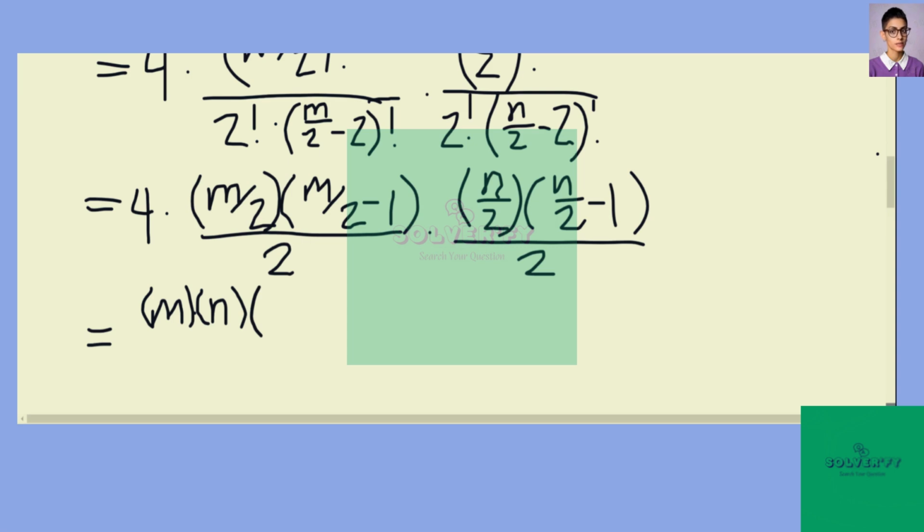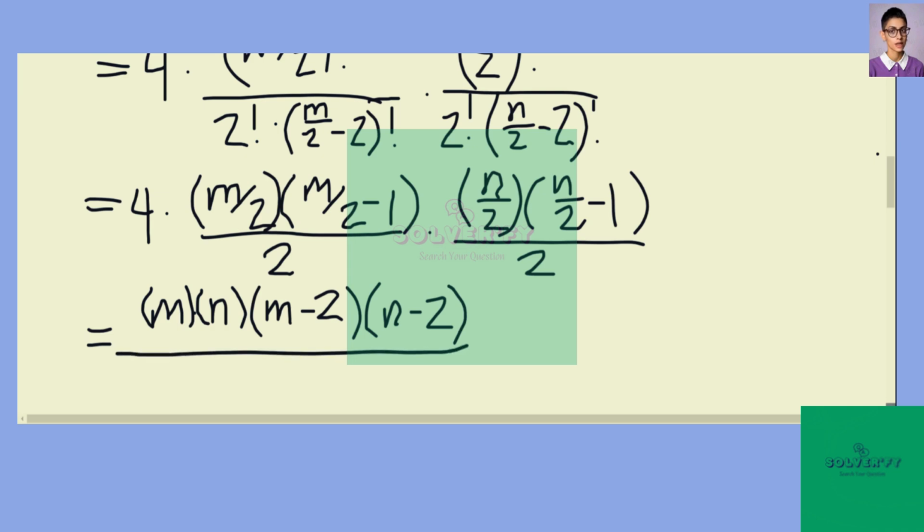So m/2 minus 1 is the same as (m minus 2) over 2. And so this becomes (m minus 2) times (n minus 2), all over... the 4 cancels out with the 2's in the denominators, and then we have 4 more 2's, so over 16.